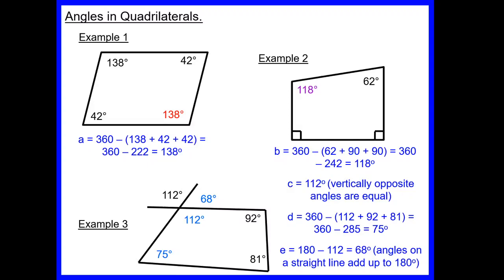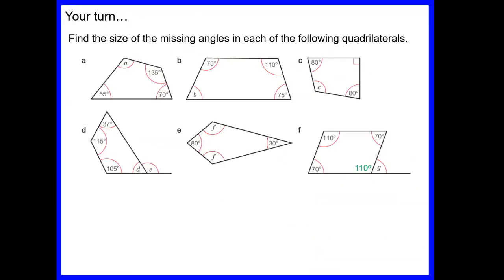So we're using all of the rules that we've used from all of the previous lessons, as well as our new rule that angles in a quadrilateral add up to 360 degrees. Okay, so your turn then. So pause the video, have a go at finding those missing angles in those quadrilaterals.